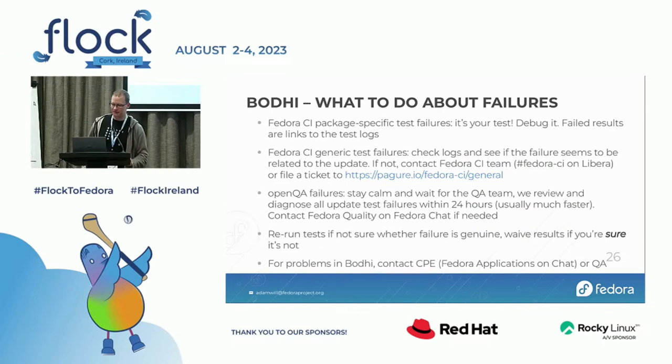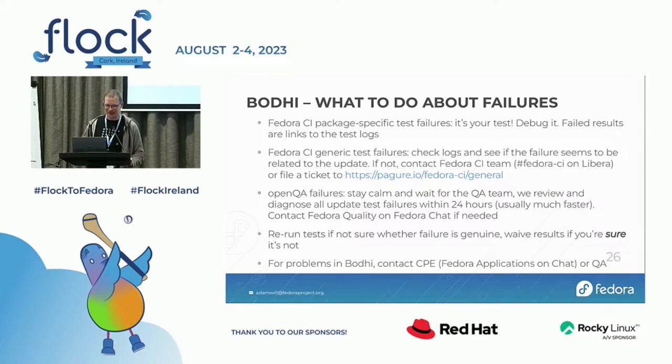As a packager, if you see failures in Bodhi, what should you do? This is a question people ask me, so I wanted to explain it to you. If the test failure is for a Fedora CI test that's not one of those generic CI tests, then that's on you, because Fedora CI is something for you to use. So you should debug your own failures for Fedora CI fails. When you click on a failure, it should take you to the logs. It takes you to a Jenkins page, I think, and from there you can get to the testing farm page with more details.